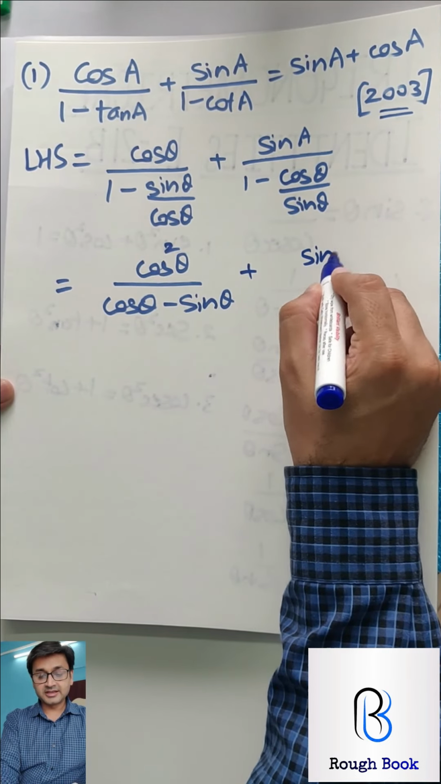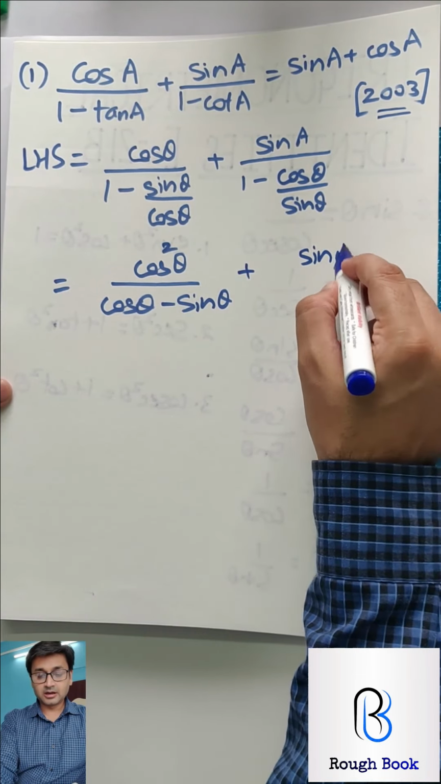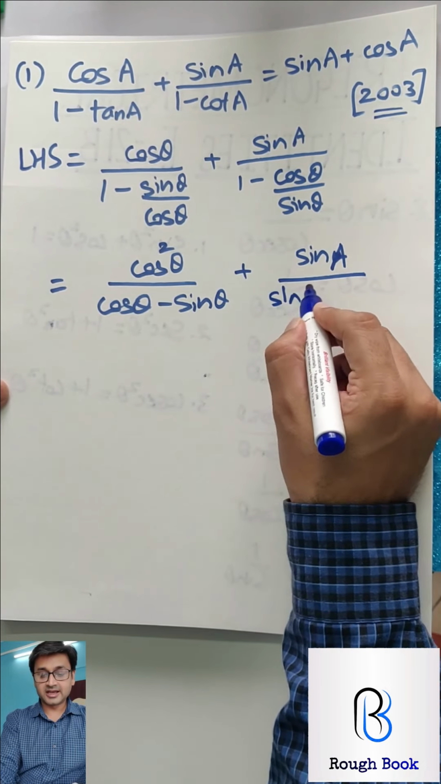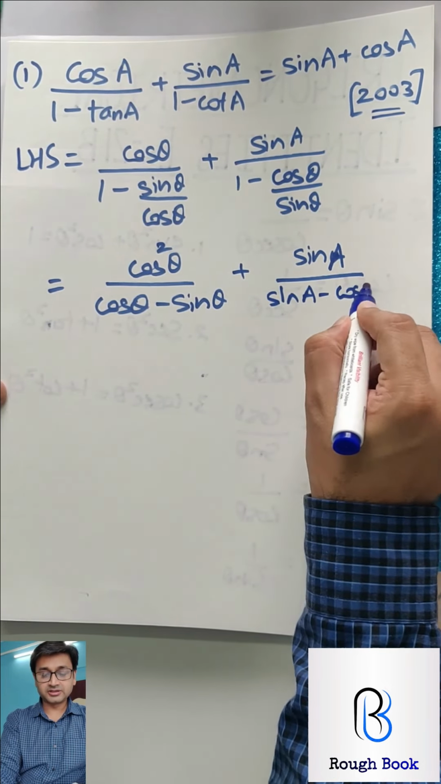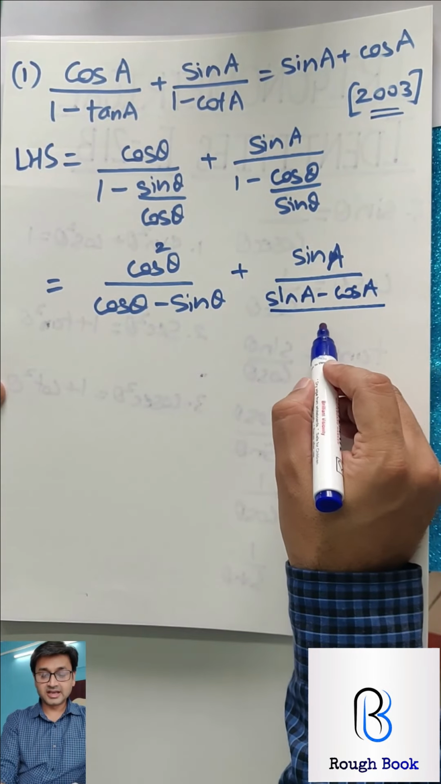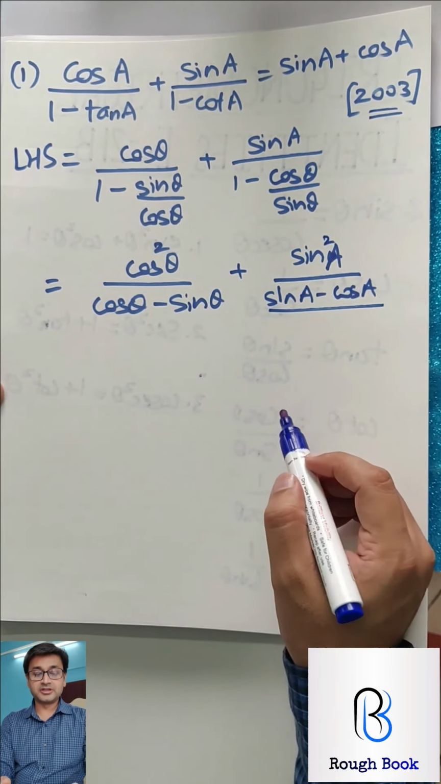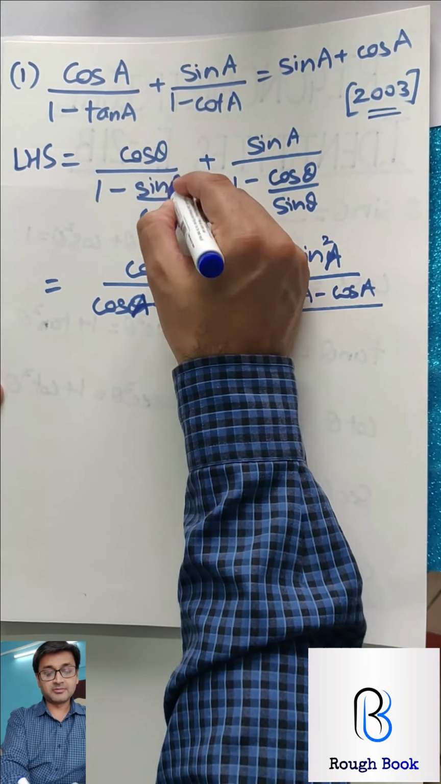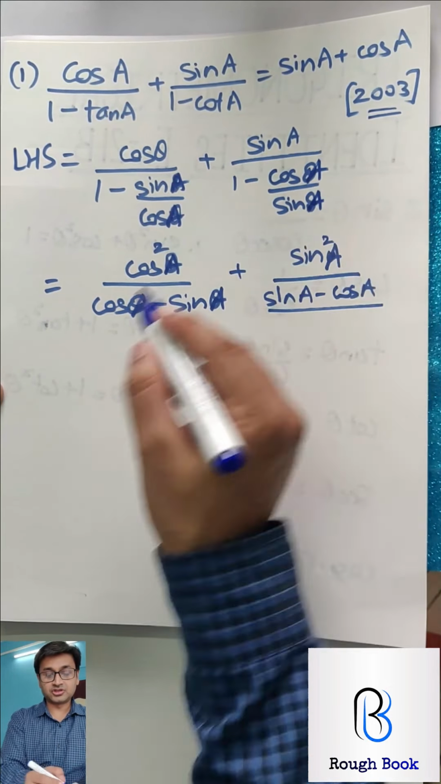Likewise, sine A upon 1. So I take the LCM, I'll get sine A minus cos A upon sine A. The denominator goes up, so numerator. All this is A and not theta. I messed up by writing theta. I'm so sorry, please change it.